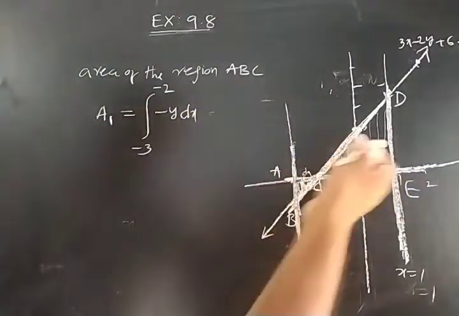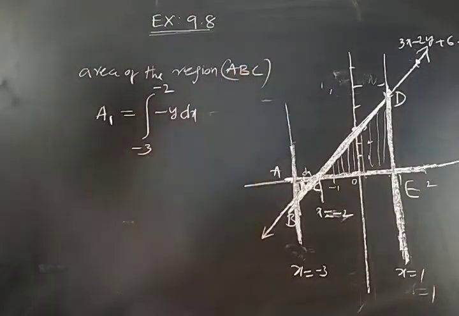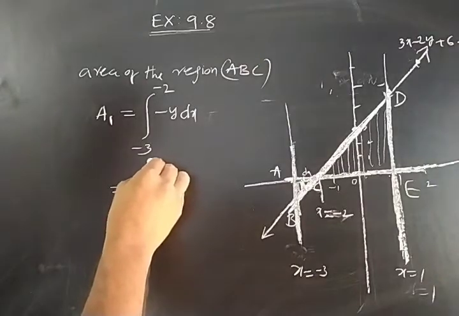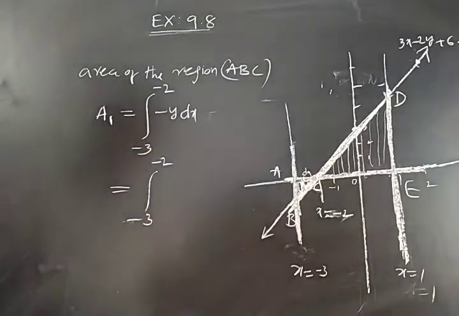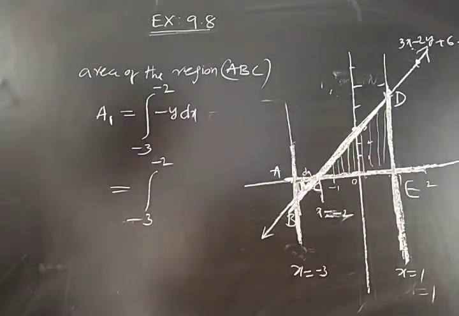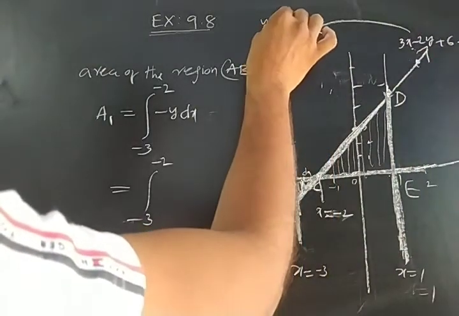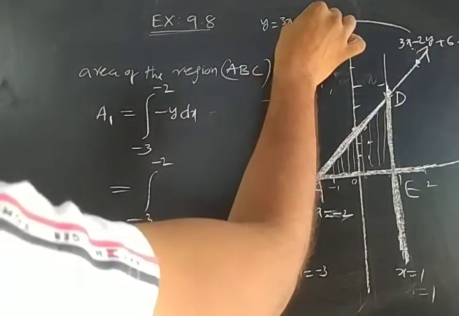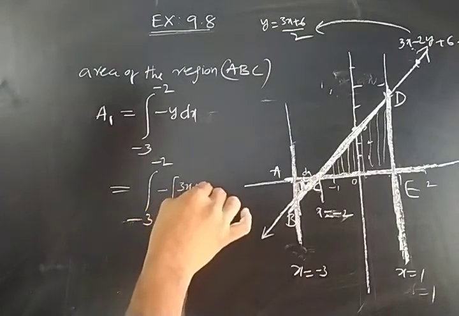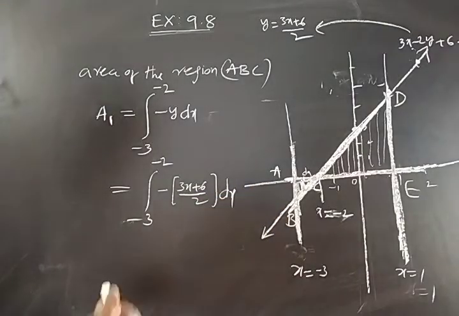After that we can solve the second region. This is only region ABC. Okay. So minus 3 to minus 2. So y you have to get from the line 3x minus 2y plus 6 equal 0. What is the y? From this equation we got y equal to (3x plus 6) by 2. So in place of y I am substituting (3x plus 6) by 2 dx. Now we can integrate it.